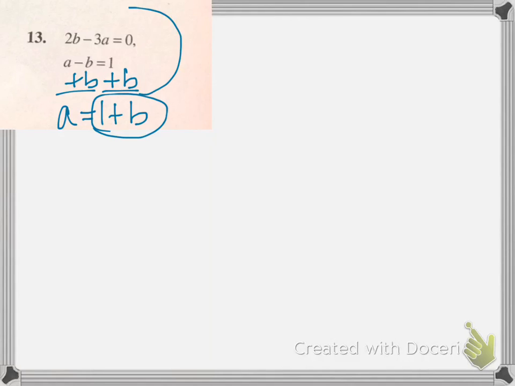Let's isolate. The easiest one to probably isolate is going to be the a in the bottom equation, because all I do is add b to both sides. And that would give me a equals 1 plus b. And then I could substitute all of that into the top equation for a. So now when I do that, I get 2b minus 3 times 1 plus b equals 0.